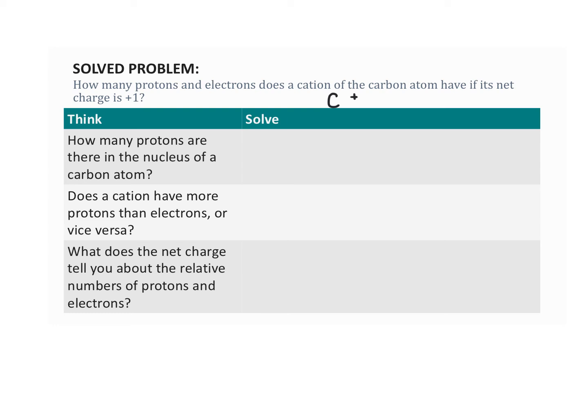And so we are going to look at carbon on the periodic table. We're going to look at the atomic number, and we're going to see that the atomic number there is 6. So that carbon atom has 6 protons. And then we're going to ask, does a cation have more protons than electrons or vice versa? The answer here is that a cation has more protons. That's how it gets its positive charge.